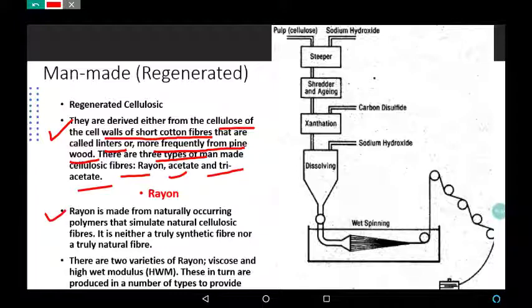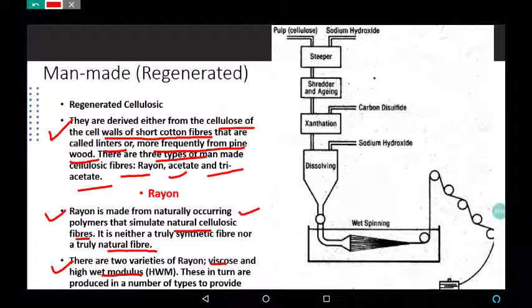Rayon is a man-made fiber that is made from naturally occurring polymers that simulate natural cellulosic fibers. It is neither a truly synthetic fiber nor a truly natural fiber because it is a combination of natural material and synthetic material. There are 2 varieties of rayon, that is viscose rayon and high wet modulus, HWM. These in turn are produced in a number of types to provide certain specific properties.